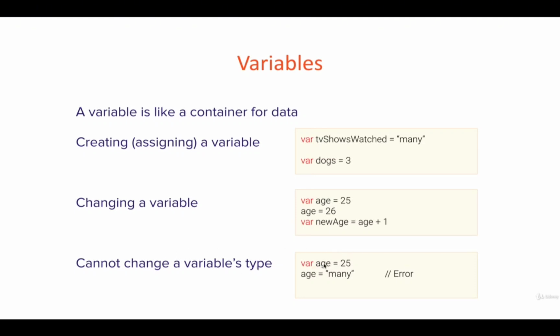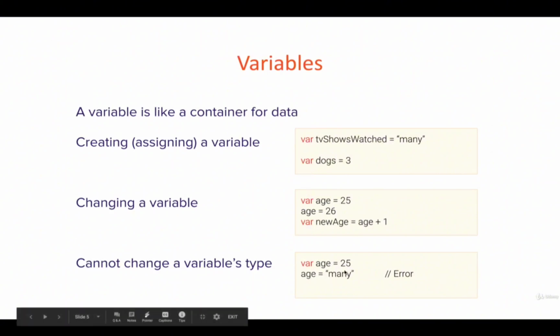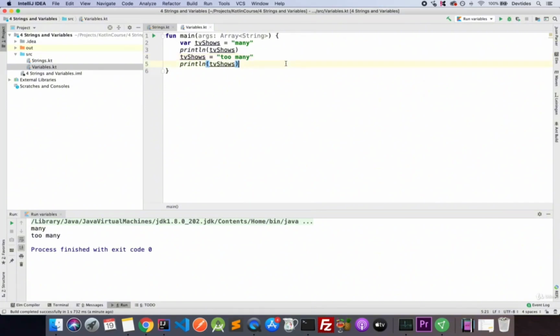So for instance, if we define our age to 25, and then we try to put our age to many, then we will get an error, okay? If this is a number, we cannot assign a string to it. So let's try that out in our code here.